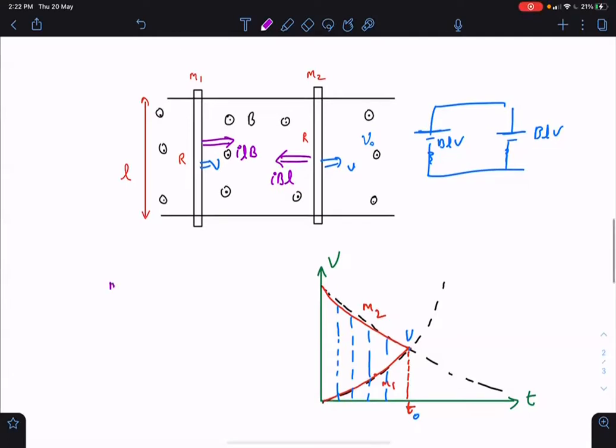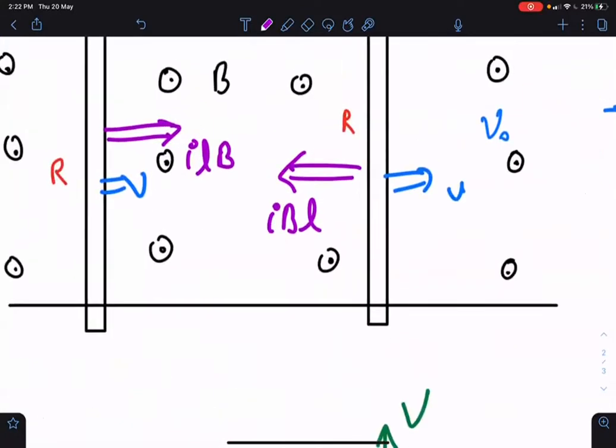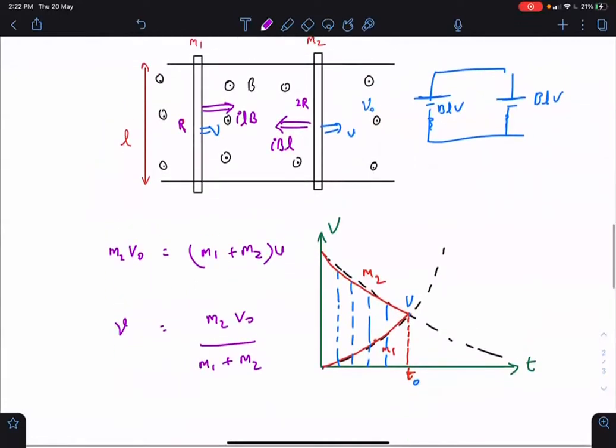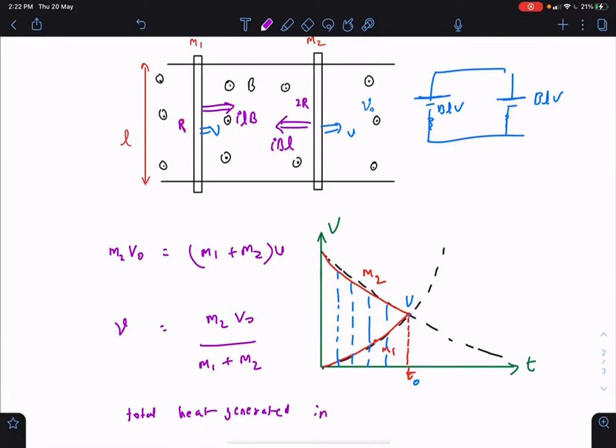So we will say that M2 V0 is the initial momentum, which will be equal to M1 plus M2 into the common velocity V. So first of all, we can find the common velocity V, which is M2 V0 by M1 plus M2. Now someone will ask, if this is R, let's say this is R and this is 2R, what is the total heat generated in R? Then how will you find it out?